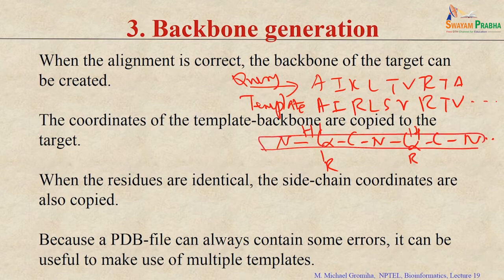What is the difference? The side chains. Take the first one, you can see A, I and it goes on, and the second one A, I, R. So the backbone is the same. In this case, you can just copy the backbone, and also, if in some cases the side chains are the same, you can also copy the side chains. This is how you can generate the backbones.